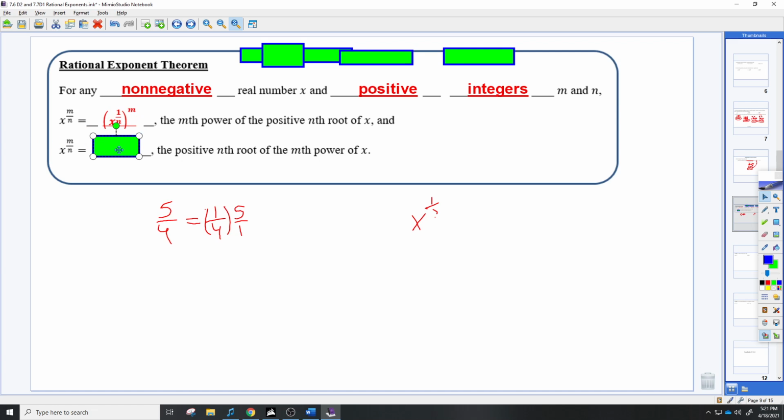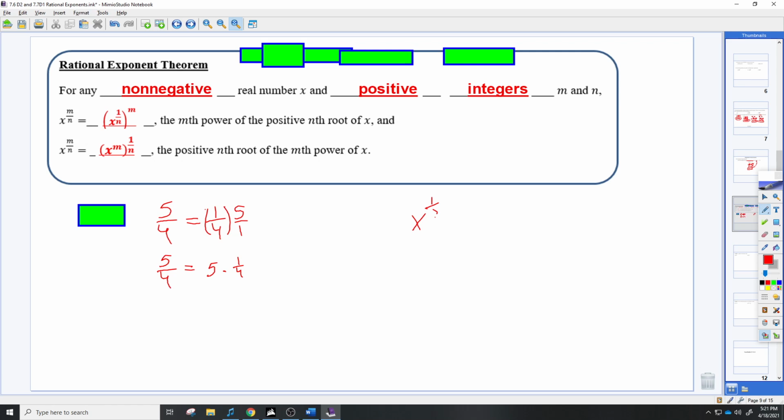The other thing you could do is take that 1 over n and put it on the outside, and instead do x to the m first. So it actually doesn't matter which way you do it. In this case, if we had 5 over 4 as the power, you could write this as 5 times a 1 over 4. It's the same exact thing.